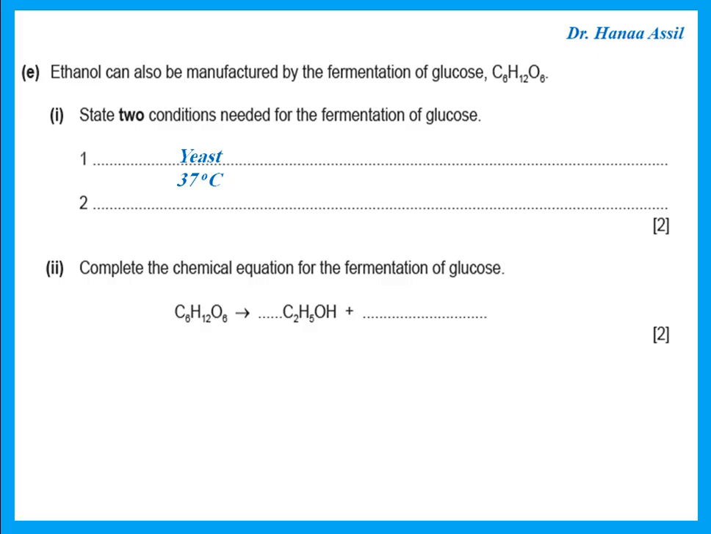Complete the chemical equation for the fermentation of glucose. So when we do fermentation of glucose, the glucose changes into what? You should know that it changes into ethanol plus carbon dioxide, and then you need to balance, and this is the balancing for the equation.